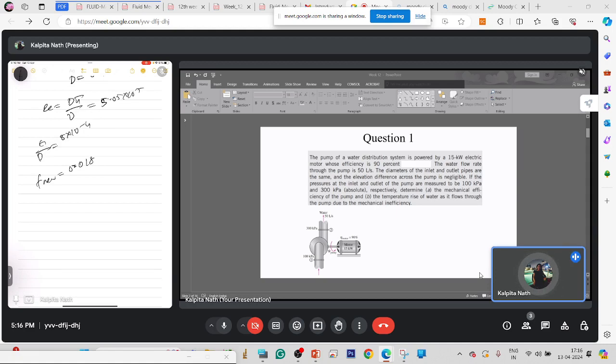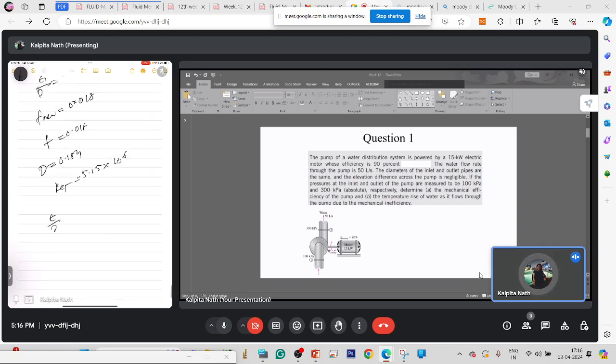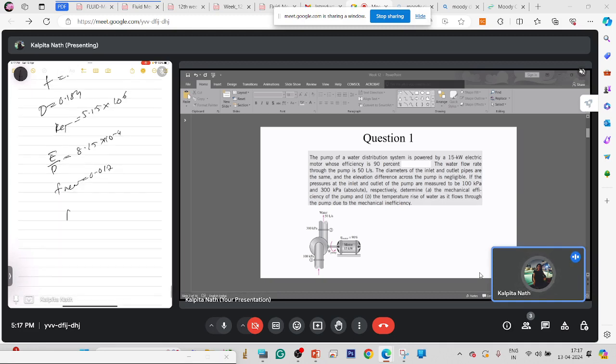Now this f new is the new f, so 0.018 is the new f. Now d again we have calculated as 0.184. Reynolds number we have calculated as 5.15 into 10 to the power 6. Epsilon by d we have calculated as 8.15 into 10 to the power minus 4, and from the Moody's chart we have calculated f new as 0.017. Now, as this is almost equal, we have taken f to be 0.0175.